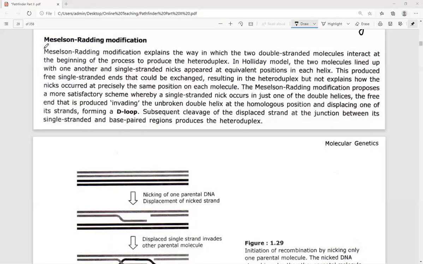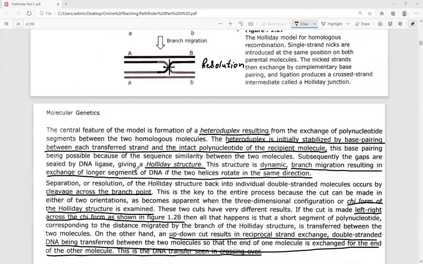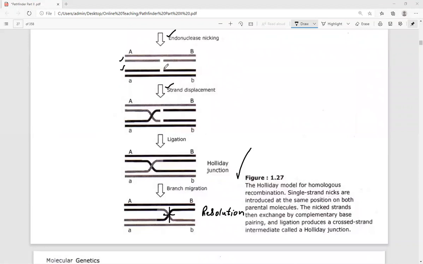Okay. So Michelson and Redding told that there is no restriction endonuclease which could cleave the DNA at complementary sites. But there could be a restriction enzyme in the nucleus that will cleave the DNA at the homologous chromosomes, making a double-stranded DNA cut. Okay, they said that a double-stranded DNA cut could be made. The double-stranded break repair model was given by the Michelson and Redding modification.